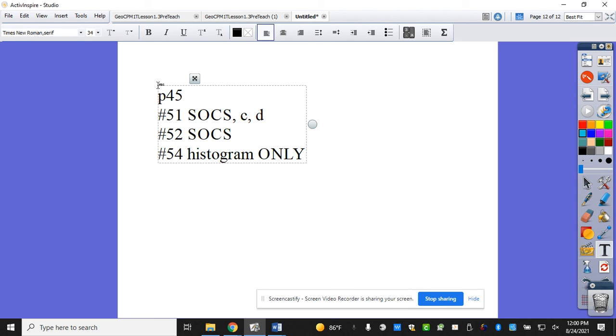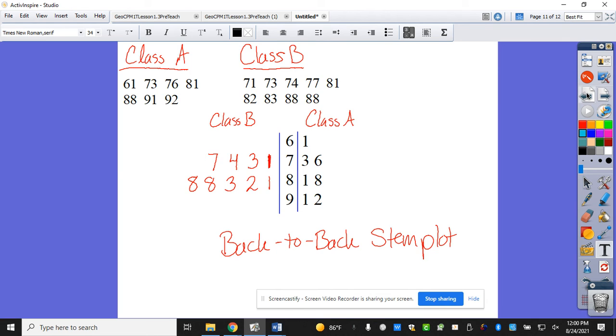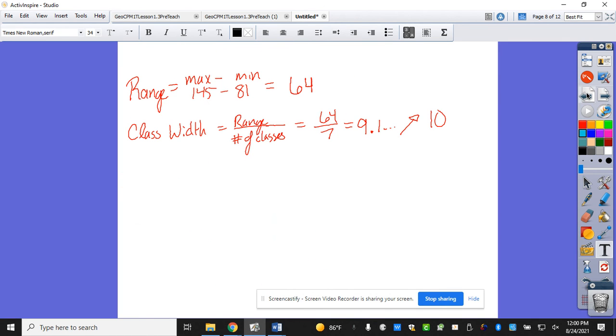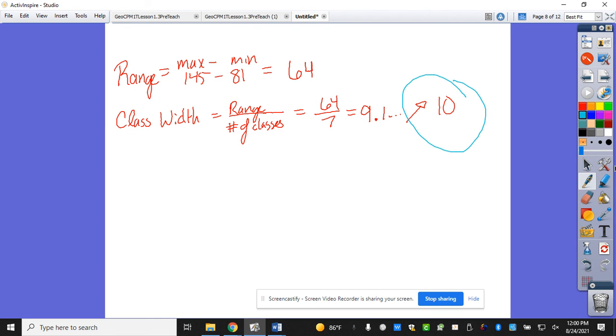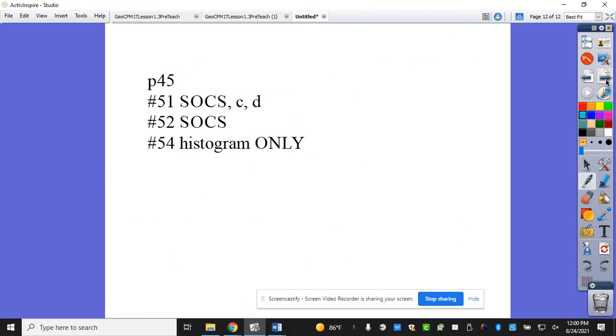I will tell you that for 54, it tells you to use this as your class width. So you don't have to do this. It goes ahead and gives you this number right here, and you start with your lowest and start adding. And again, I'll type this on the daily thing for today.